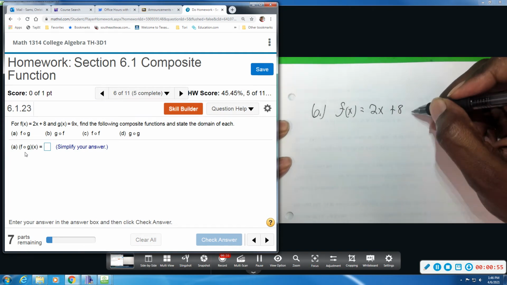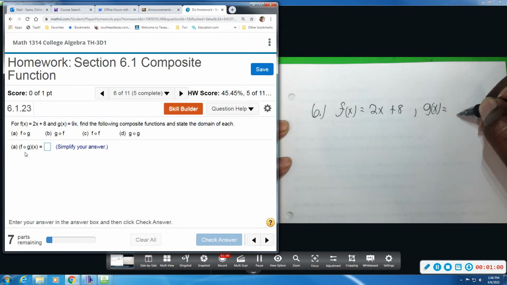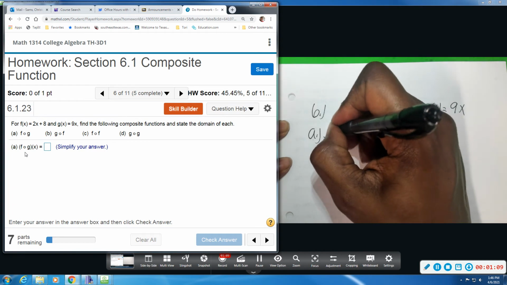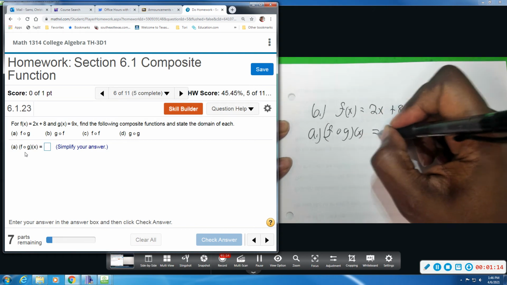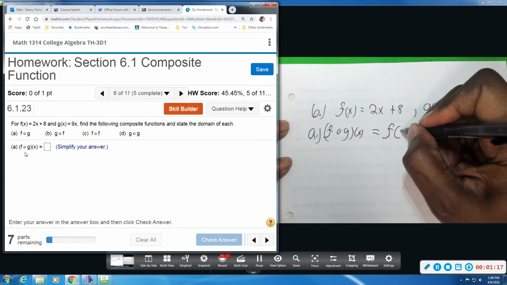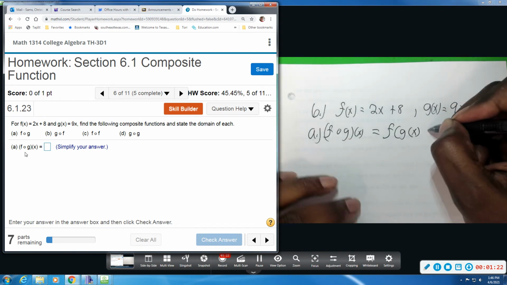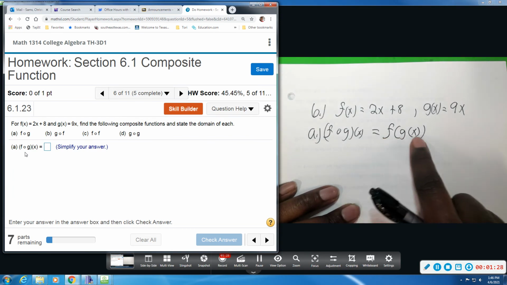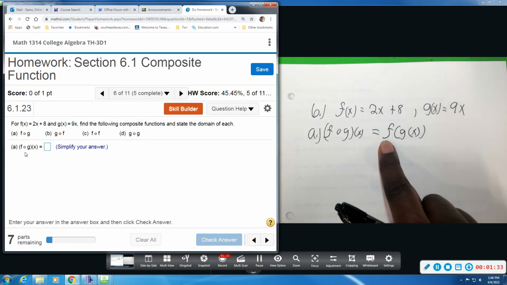And we're also given g of x. G of x is equal to 9x. Okay, the first part, A, we want to find f composed of g of x, which means we're going to take our f equation, plug in g, and this time we're not plugging in any specific number, we're just using the variable x. So this notation means we're going to replace x with g of x, which is the whole equation, which is 9x this time.